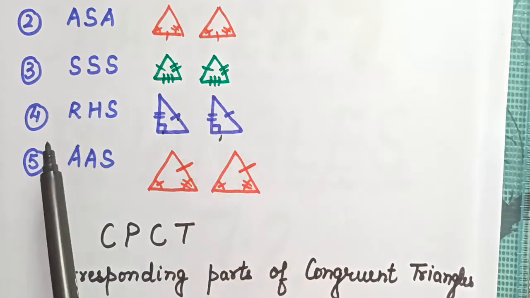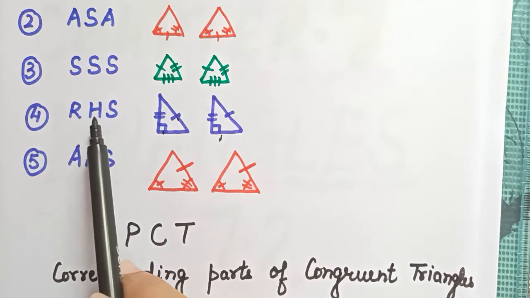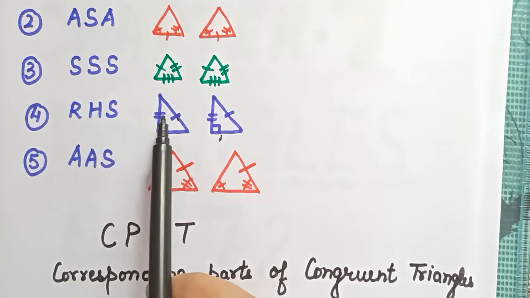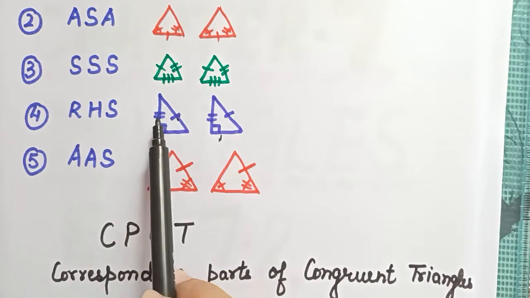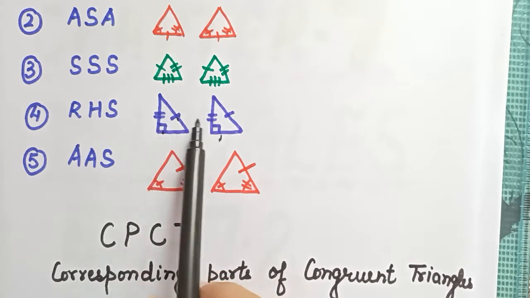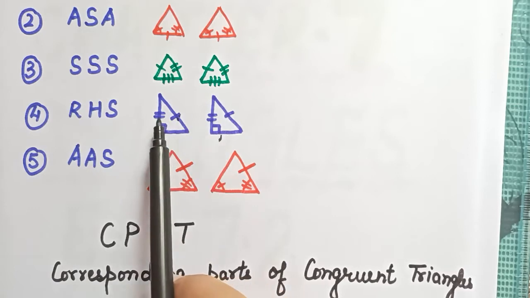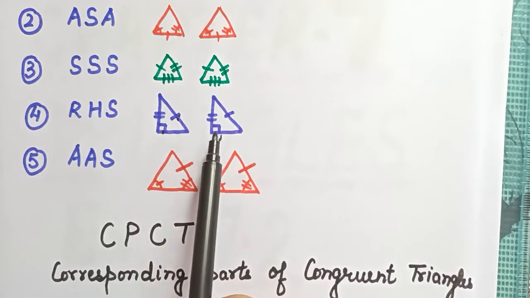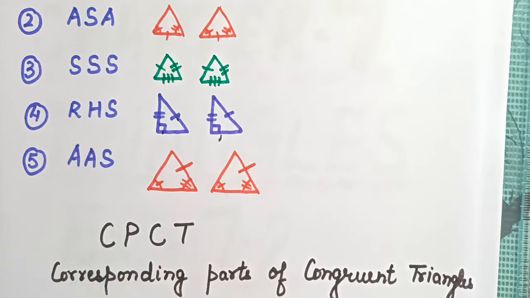So if both the hypotenuse, this R stands for right angle, H for hypotenuse, and S for any one pair of corresponding sides. This time we have taken the pair of this side. So if one hypotenuse, a pair of corresponding sides and an angle of 90 degrees are equal, then the triangles are congruent by RHS rule. Then we have the next rule, AAS congruency. In this, two angles and any one side are equal, it is not an included side. So if any two angles and any one side are equal, then the triangles are congruent.